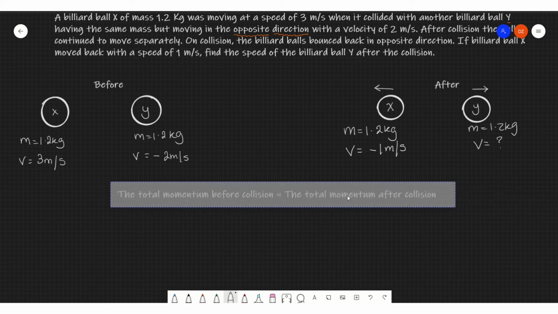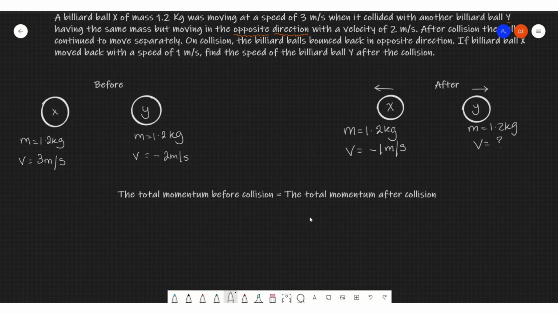And just like we did in example number 1, you have to ask yourself, how many bodies do I have before collision? In this case, you have 2. So you're going to have 2 brackets with the momentum equation inside. One belongs to the body X and one belongs to the body Y. Same thing after collision, you still have 2 bodies. Therefore, you're going to have 2 brackets, one belonging to body X and one belonging to body Y.